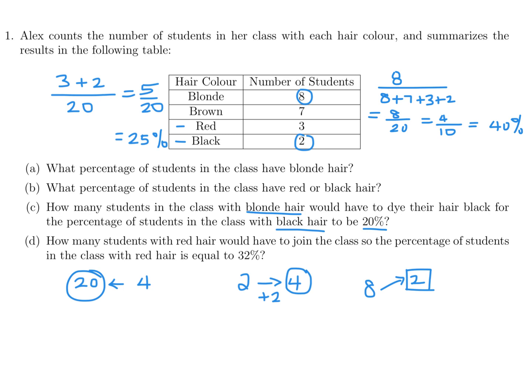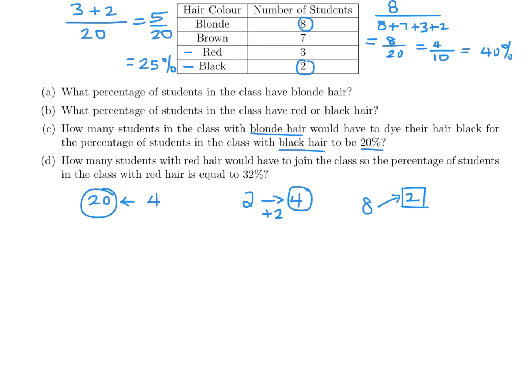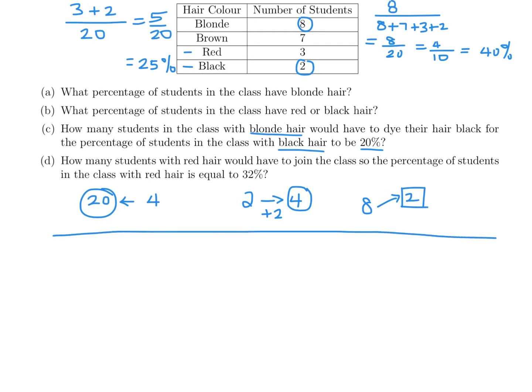Part D, how many students with red hair would have to join the class so that the percentage of students in the class with red hair is equal to 32%? Okay, so a little bit different this time. So 20 is how many we have, and we want some students to join, and I'll represent that by R, the number of red hair students that join the class. And they want this to be 32%, so 0.32, of what? Of the total number of students with red hair, according to the question.